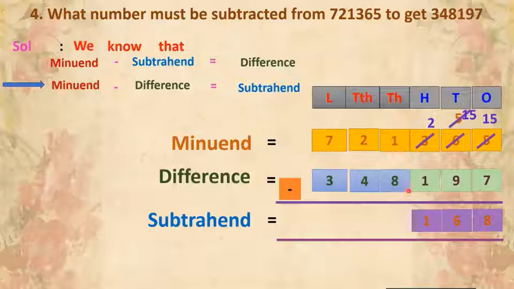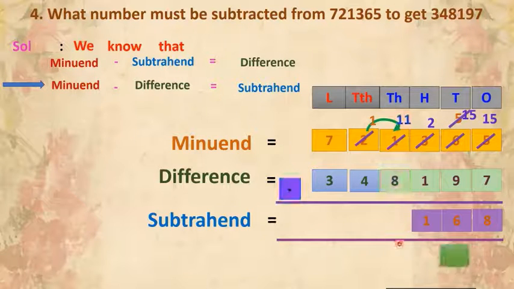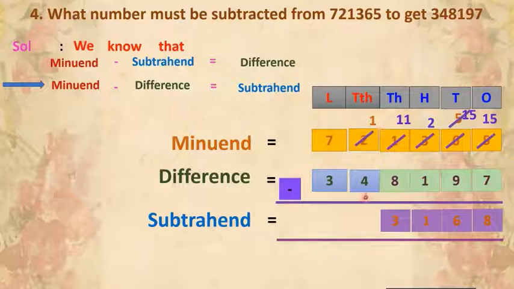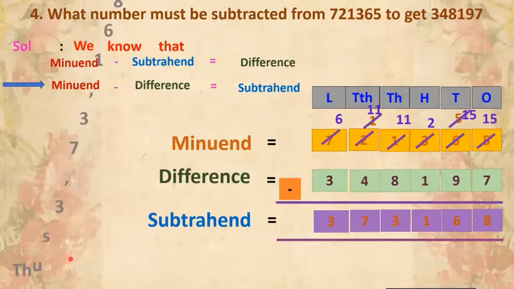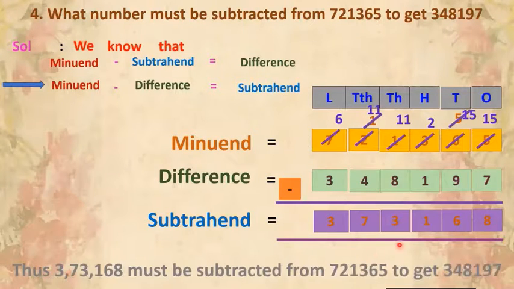And here thousands place, 1 less than 8. So we have to borrow again from 10,000s place. So 2 becomes 1 and 1 becomes 11. 11 minus 8, 3. And 1 minus 4, 1 is less than 4 again. So we have to borrow from lakhs place. So lakhs place 7 becomes 6, and 1 becomes 11. 11 minus 4, 7. Now lakhs place 6 minus 3, 3. So we have to subtract, that is thus 3,73,168.